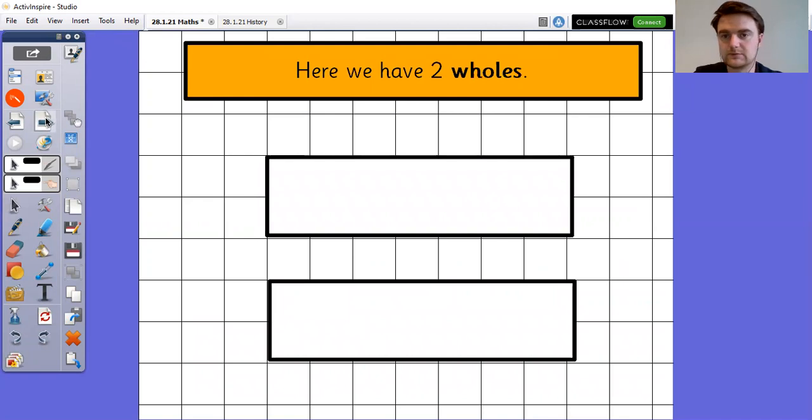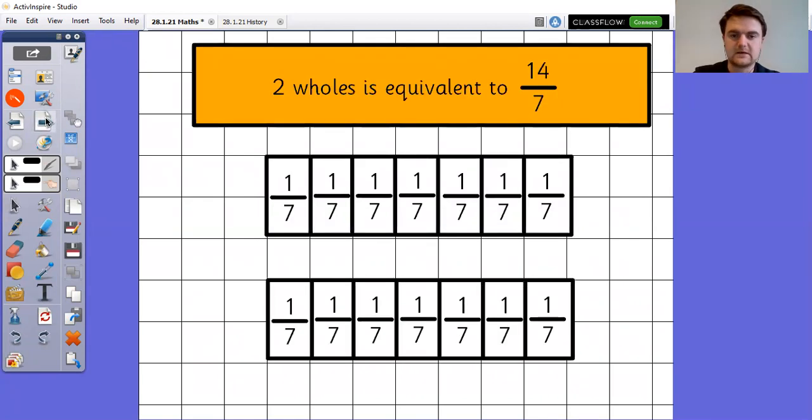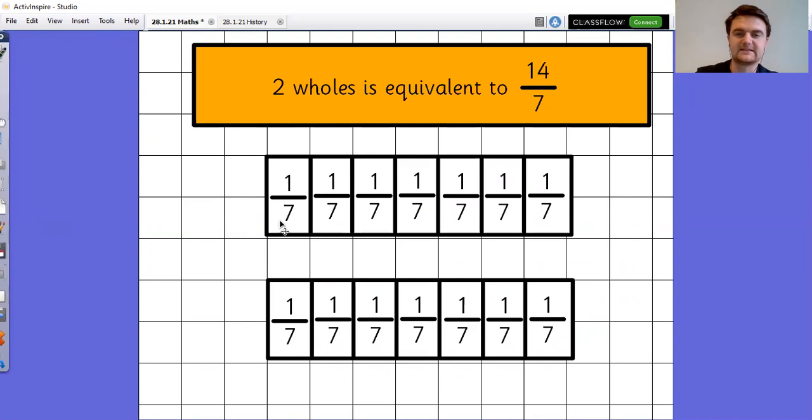So here we've got 2 wholes, and I'm going to split both of those wholes into sevenths again. So I've got 7 sevenths here, 7 sevenths here, which means that added together, that is 14 sevenths altogether. We can see normally the numerator is a smaller number than the denominator, but this time the numerator is a larger number than the denominator.